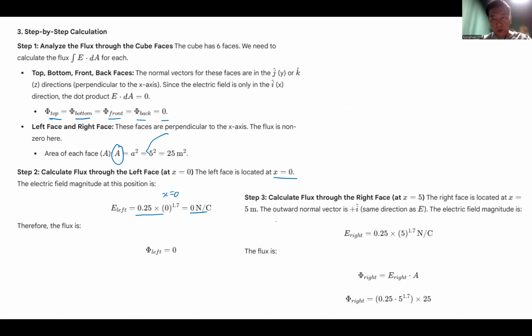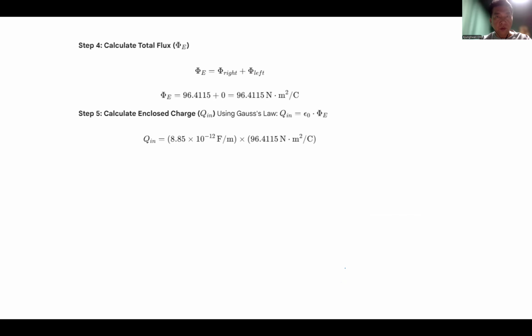And for the case of the right face, we plug in x equals 5, and then you get this one. And then if you add all the fluxes, top, bottom, front, back, and left and right, you get this one.